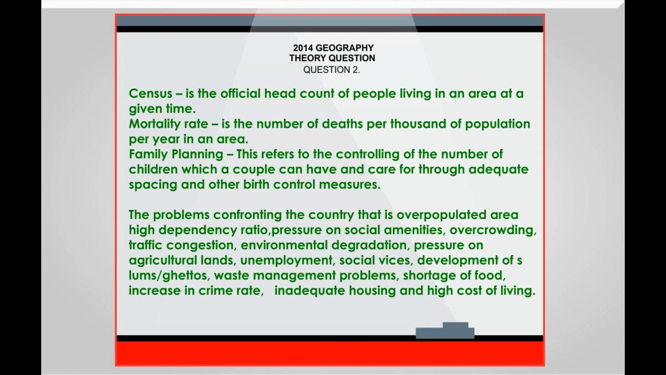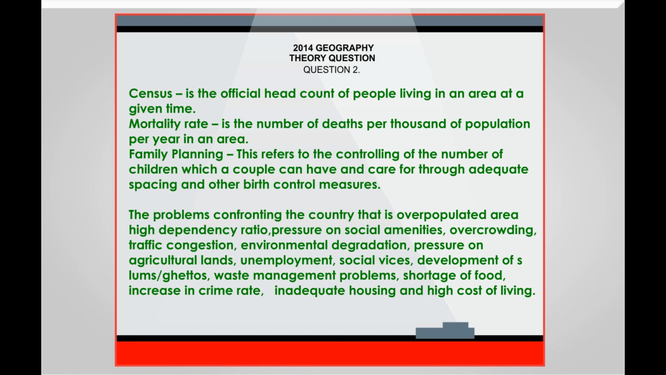Census is the official head count of people living in an area at a given time. Mortality rate is the number of deaths per thousand of population per year in an area. Family planning refers to the controlling of the number of children which a couple can have and care for through adequate spacing and other birth control measures.